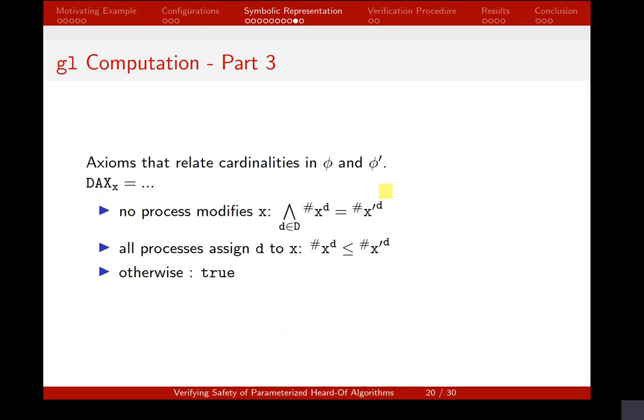This axiom says that if no process modifies a variable, for example x, the number of occurrences of different values for x in the predecessor and successor are the same. On the other hand, if all processes assign the same value to a variable, for example x, then the number of occurrences of that value in the predecessor is smaller than or equal to that in the successor. Otherwise, we just over-approximate by true.